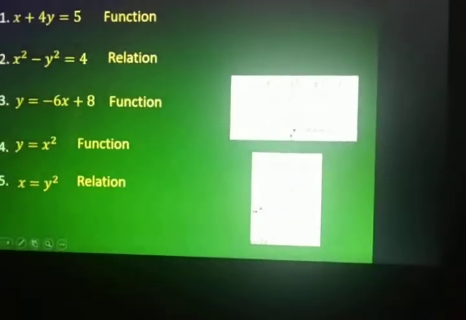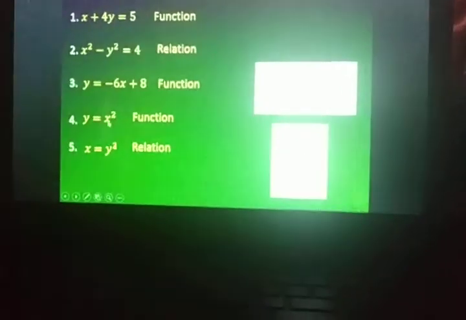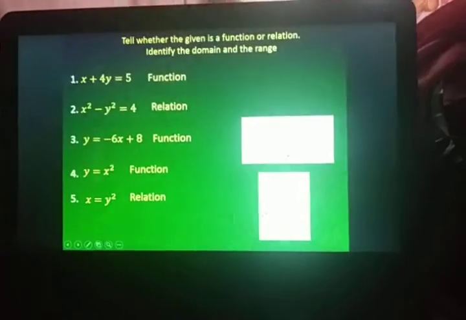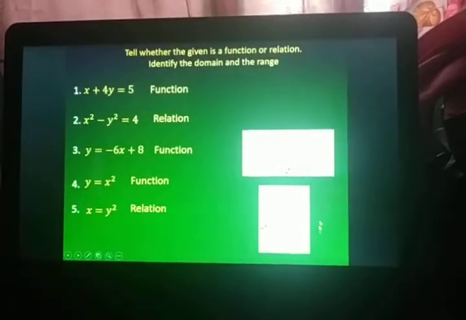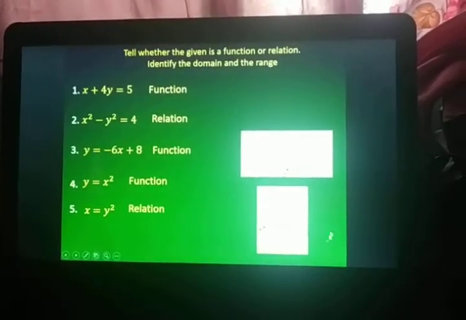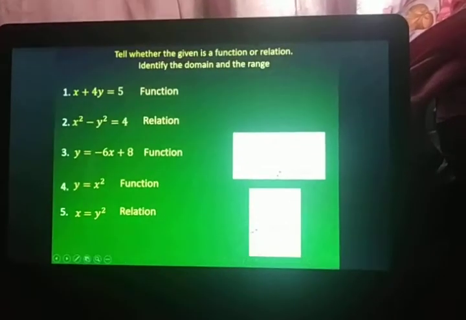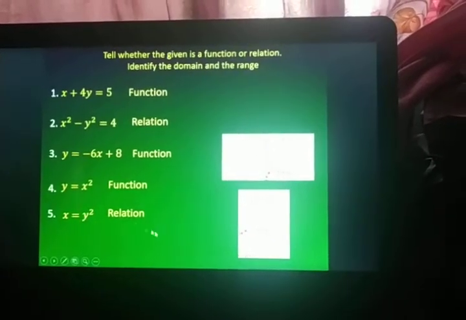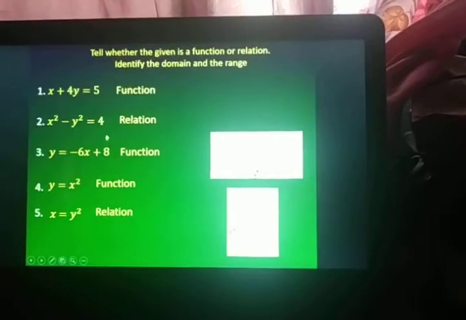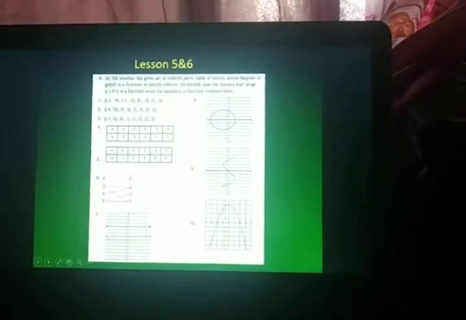Okay? If the parabola faces up, which is y equals x squared, that's a function. But when the parabola opens to the right or to the left, it will touch your vertical line test twice, and so that will produce a relation. These are patterns, class. These are patterns. And so, I think you can answer lesson 5 and 6.